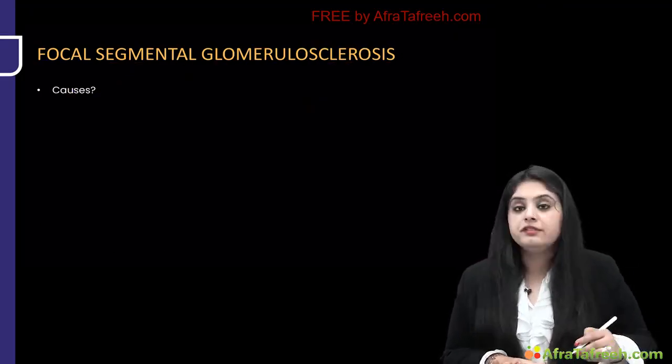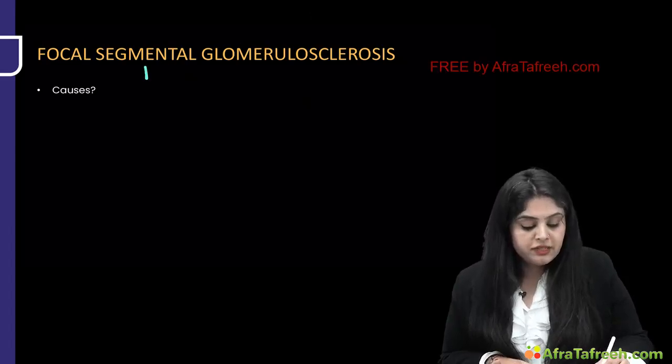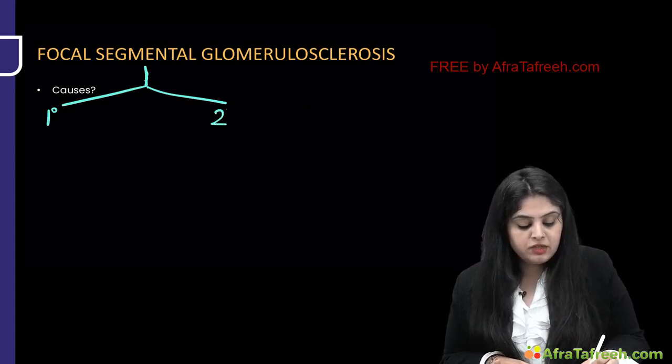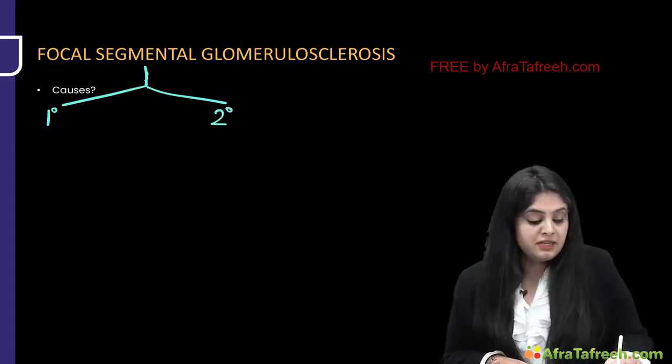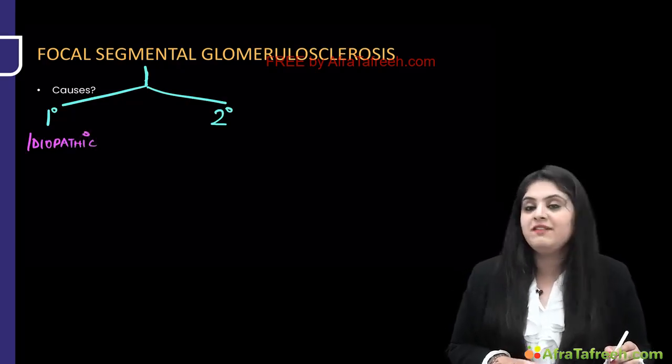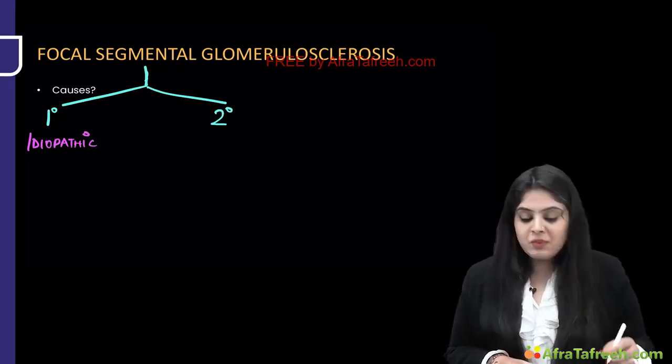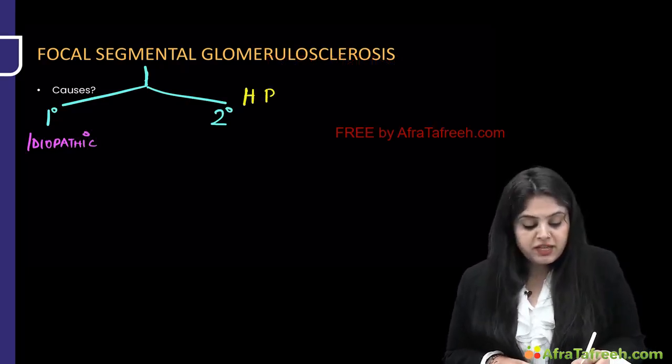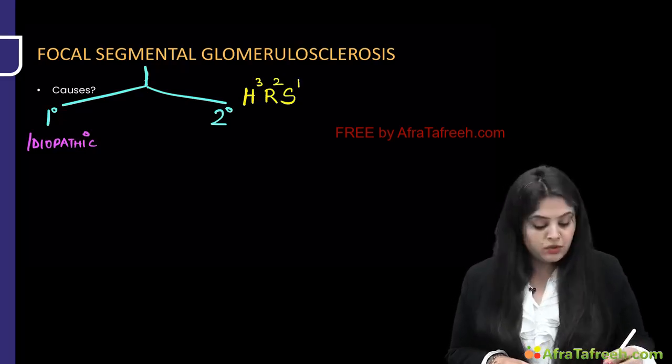Now you come to the causes. FSGS is of 2 main types, which is primary and secondary. Primary is my favorite type because the reason for it is idiopathic. Idiopathic means we don't know the reason, you don't have anything to learn. The secondary one, of course, is HRs. What is HRs? 3H, 2R, 1S. These are what you have to learn.